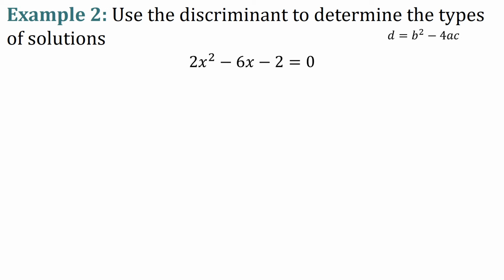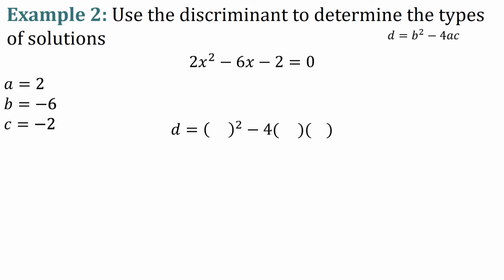A is always with x squared, which in this case is 2. B is always with x, which is negative 6. And c is always by itself, which is negative 2. Now we're going to plug it into the discriminant, b squared. Our b is negative 6. Minus 4 times a, and a is 2, times c, which is negative 2.